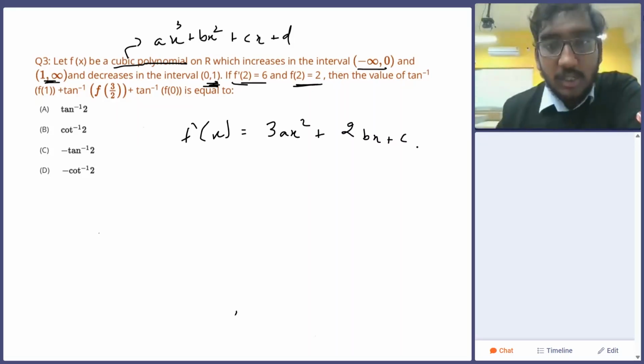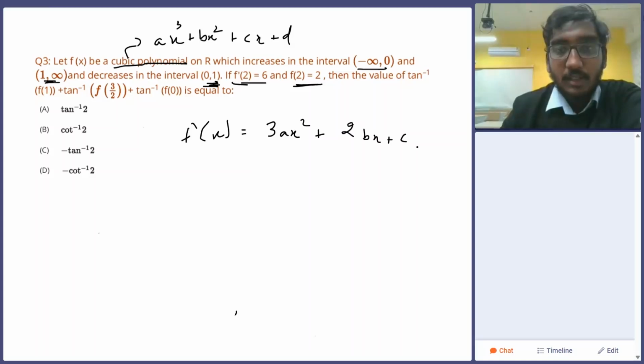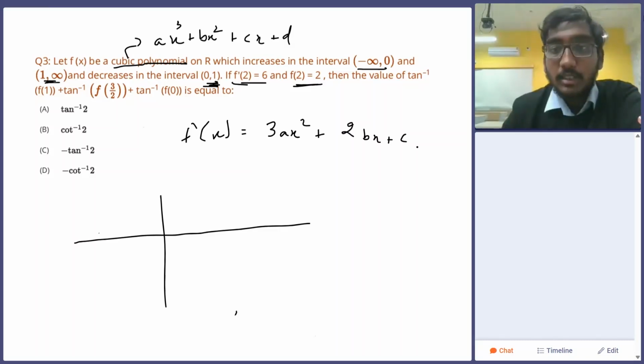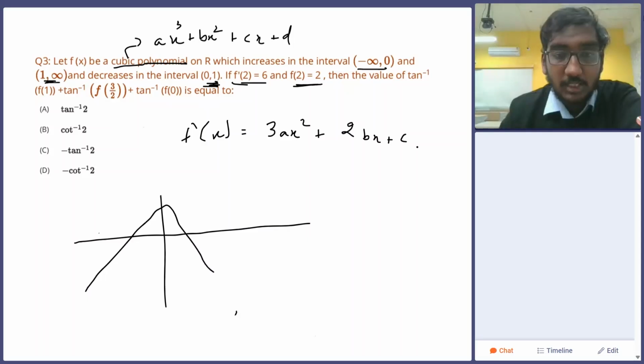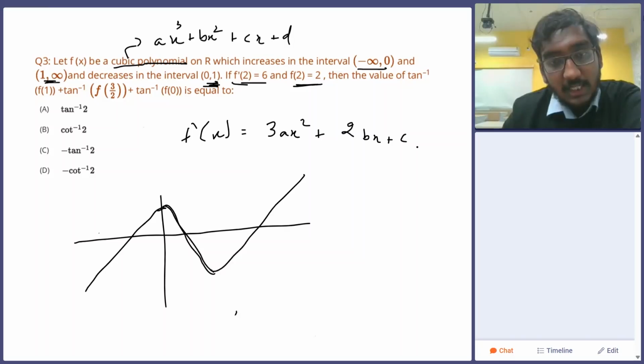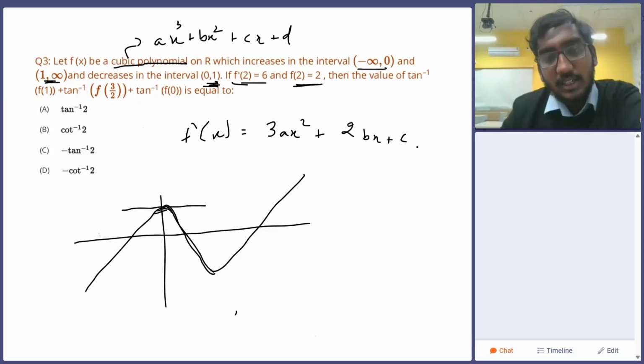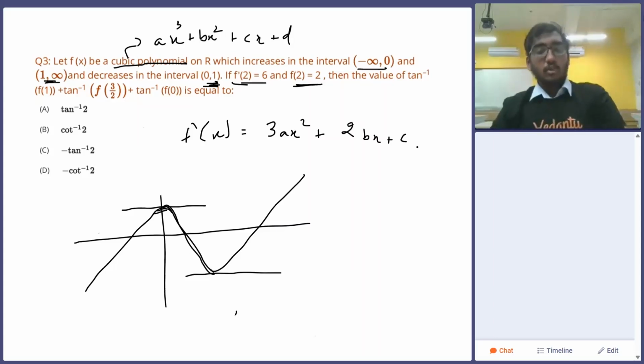Now let's say the graph of this cubic polynomial will look like this. Why? Because it has three roots, so obviously it has to cut the x-axis three times, and it's also known that minus infinity to 0 is increasing, so it should be like this, and between 0 to 1 it is decreasing, so it should be like this, and again from 1 to infinity it is increasing. So this is how the graph should look. One more thing we observe is that the slope of the tangent will vanish at these two points. The derivative of the function will be 0 at 0 and 1.